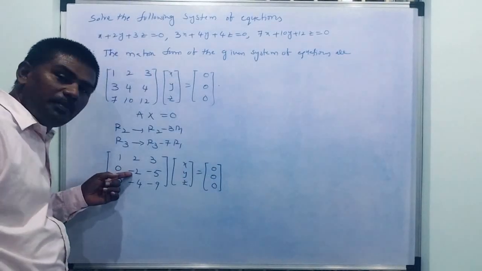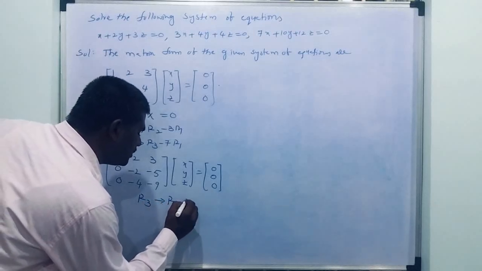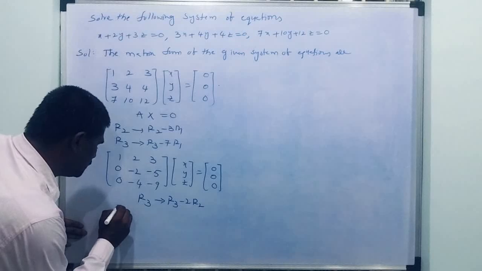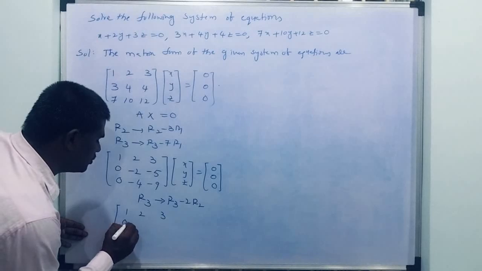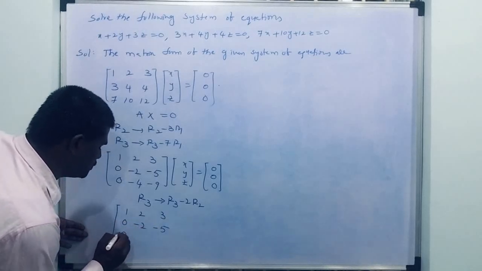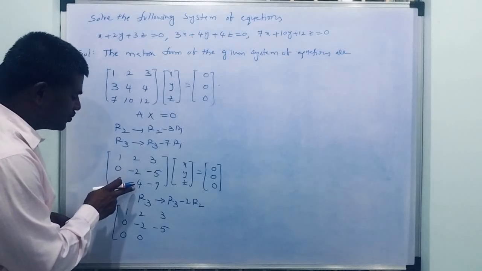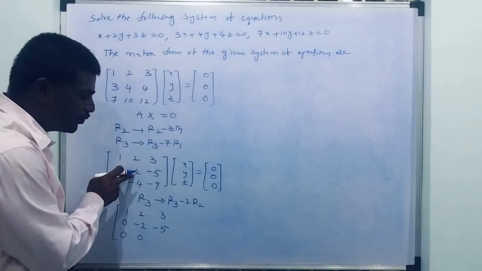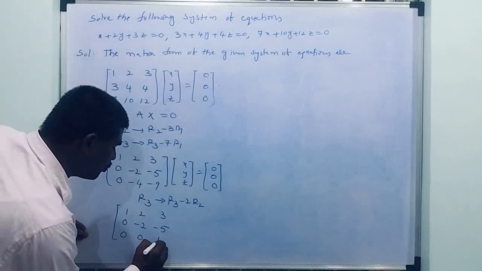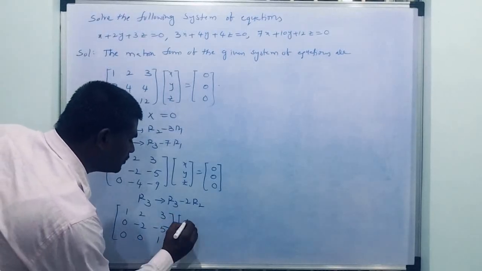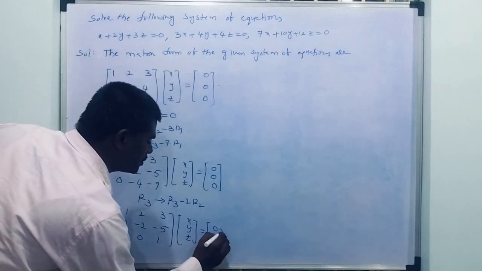Now use this element and make this one as 0. R3 tends to R3 minus 2R2. If you apply, then no change in first two rows, 0, minus 2, minus 5, 0. Our target is 0 because you have to multiply this one with 2 and subtract from this one. 4 minus 4 plus 4 equal to 0. Minus 9, 5 2s are 10, 10 minus 9, 1. Into x, y, z equal to 0, 0, 0.